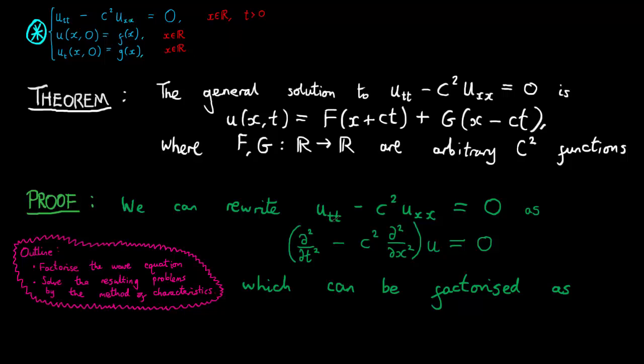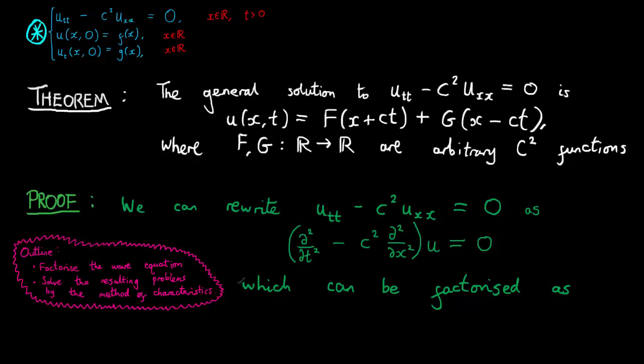We say that we can rewrite utt minus c squared uxx equals 0 in this form here. So this is the operator form. So what are we doing to u in the original form of the equation? Well, we're differentiating it twice with respect to t, so we write that as d squared by dt squared. And then we're subtracting c squared multiplied by the second derivative with respect to x, so d2 by dx squared. And then all of that is what we're doing to u, and that is equal to 0. So that is just rewriting the equation in an operator form, so the operator is the bit in brackets here.